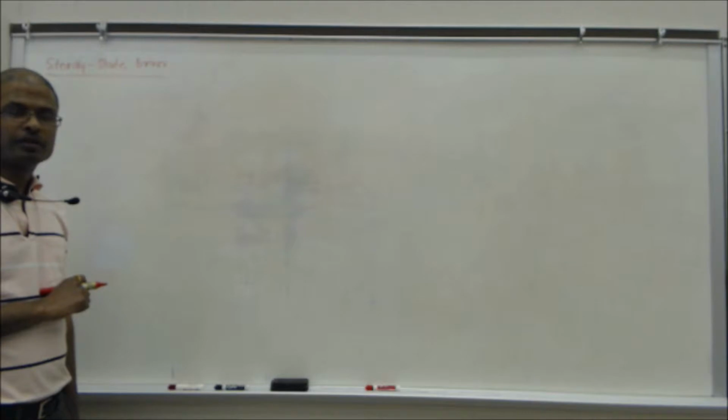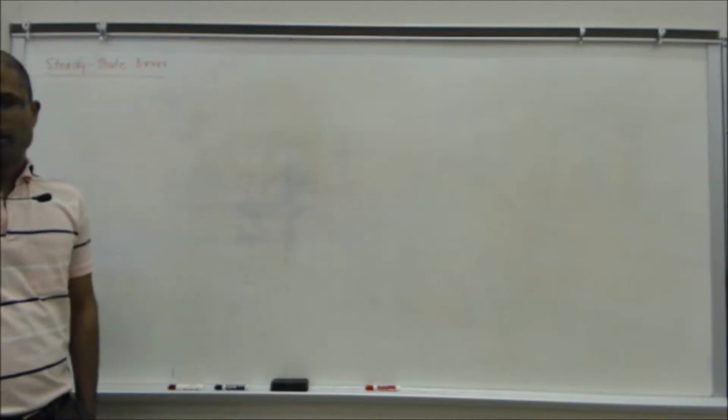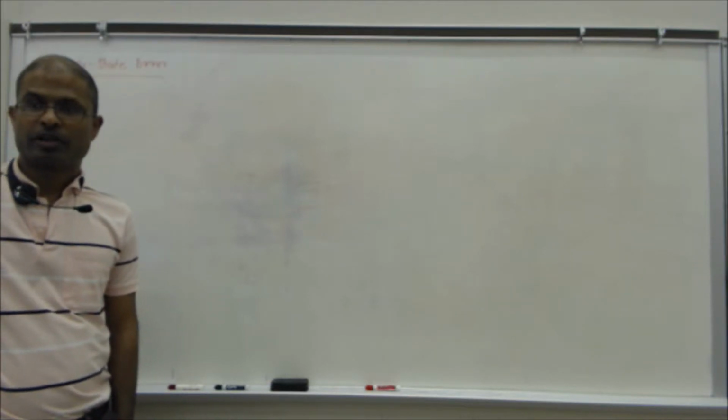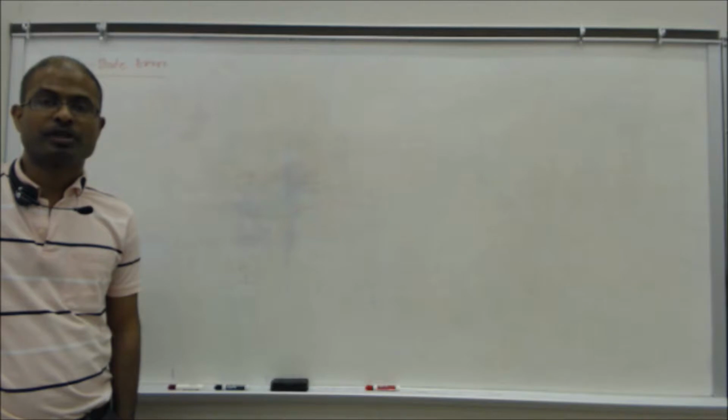Chapter 5 is block diagram and Mason's rule. Block diagram is something you have to work on. Mason's rule is very straightforward. Stability, again, it's just the Routh-Hurwitz criteria.